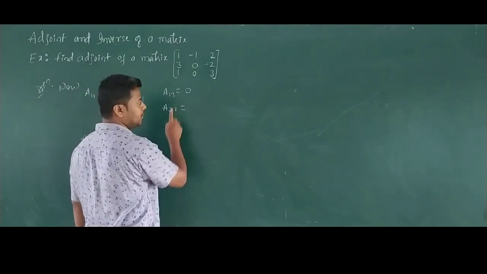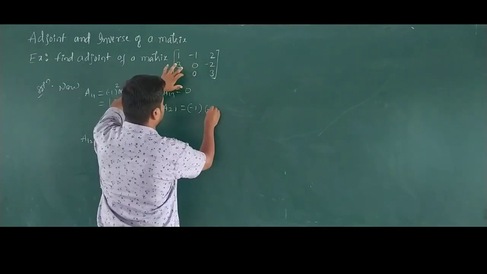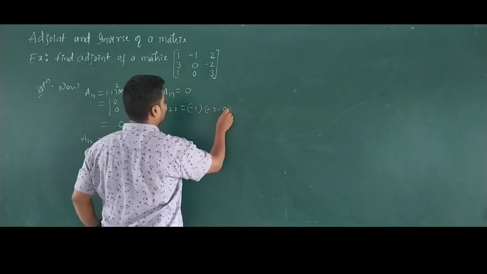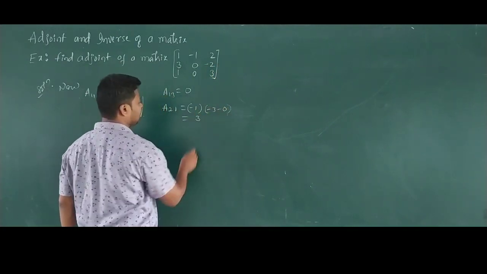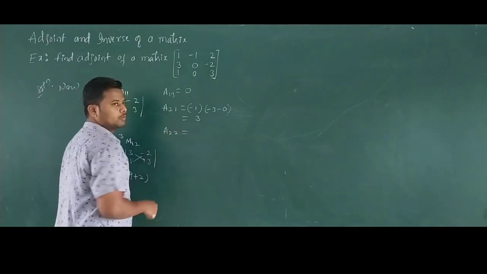A21 equals minus 1 to the power 2 plus 1, which is minus, into the minor: removing the row and column, we get minus 1, 2, 0, 3. Minus 1 into 3 is minus 3, minus 0, so minus and minus become plus. A22 equals minus 1 to the power 2 plus 2, which is plus. Removing the row and column, we get 1, 2, 1, 3: 1 into 3 minus 1 into 2, which is 1.